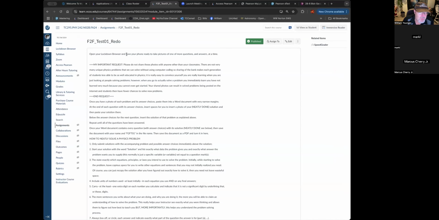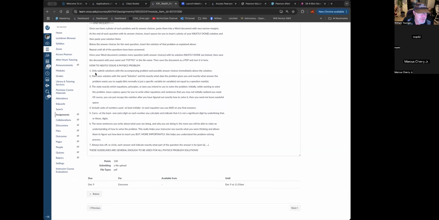It says open your lockdown browser and have your phone ready to take pictures of one or more questions and answers at a time. Once you have a photo of each problem and its answer choices, paste them into a Word document with very narrow margins. At the end of each question with its answer choices, insert spaces for you to insert a photo of your neatly done solution and then paste your solution here. Later, I tell you neatly done, see below. And if you go down below, you'll see how to neatly solve a physics problem. So that tells you everything you need to know right there, Marcus.